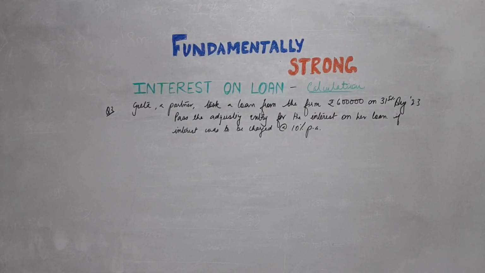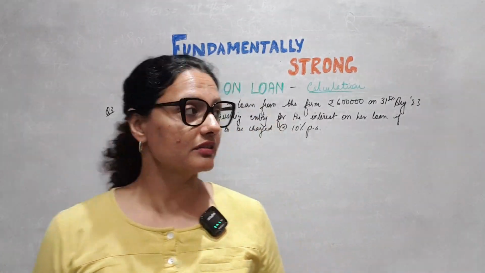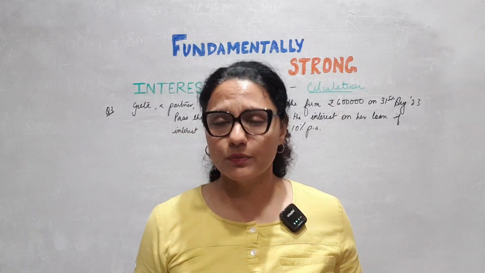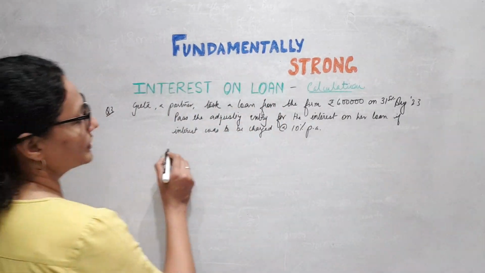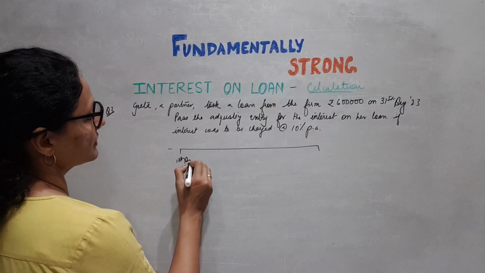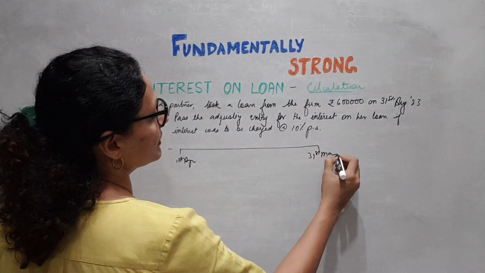Geeta, a partner, took a loan from the firm. Okay, so this is the firm giving a loan to the partner. 6 lakhs. On which date? 31st August 23. Pass the adjusting entry for the interest on her loan if interest was to be charged at 10% per annum. Alright, the rate of interest is given, very good. And 6 lakhs is the amount taken on 31st August. So from when to when should you calculate interest on her loan? So this is 1st April to 31st March.